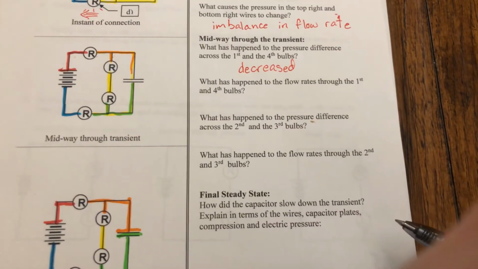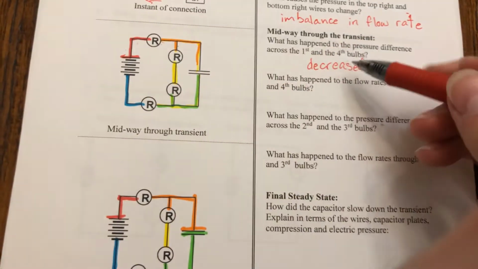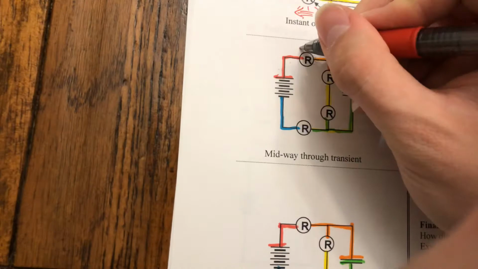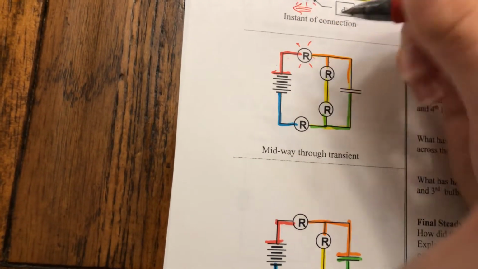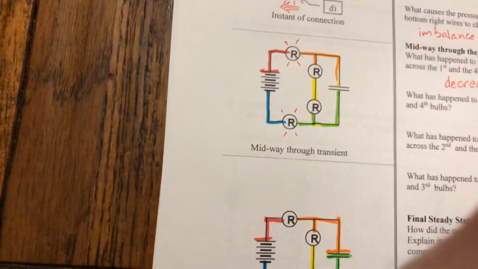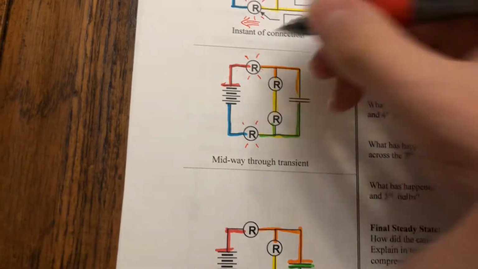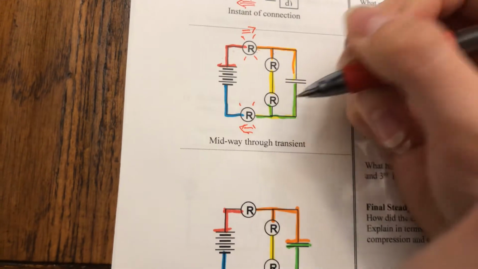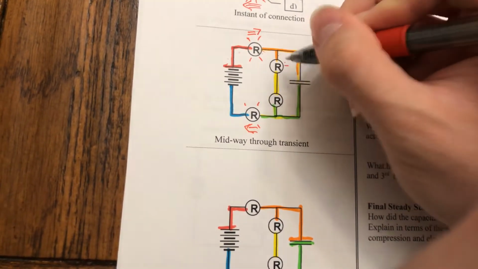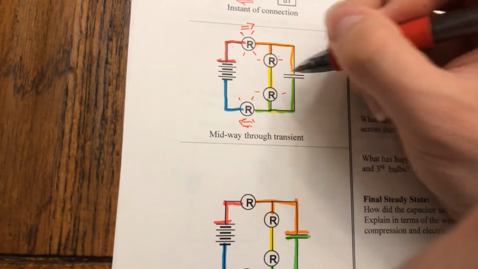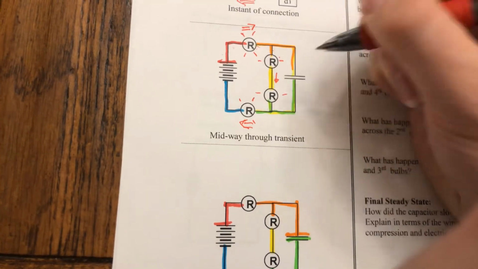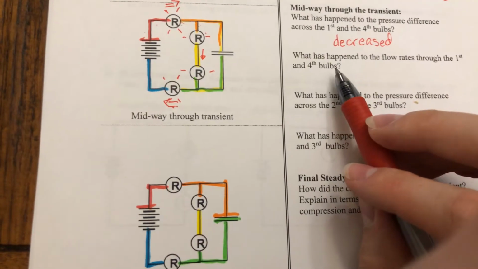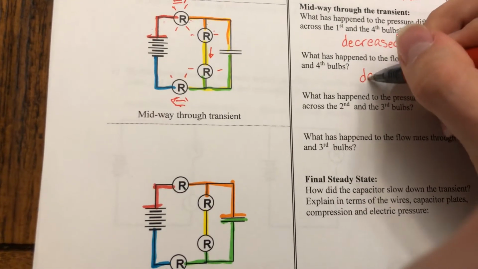What has happened to the flow rates through the first and the fourth bulb? Well, we saw that the brightness decreases here, right? We've got less brightness now. Okay, it's less bright, which means that there must be less flow as well. Okay, these ones have gotten a little bit brighter, which means that there must be some flow here. Okay, so the flow rates through the first and fourth bulbs has decreased.